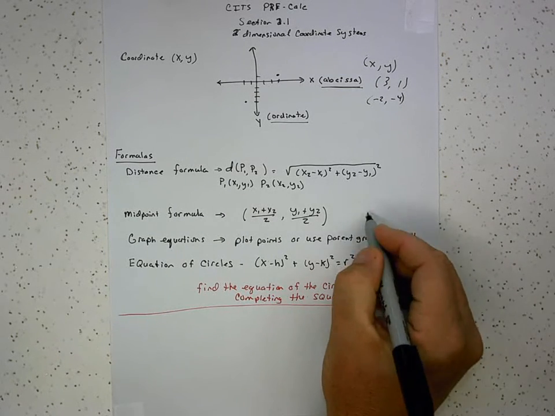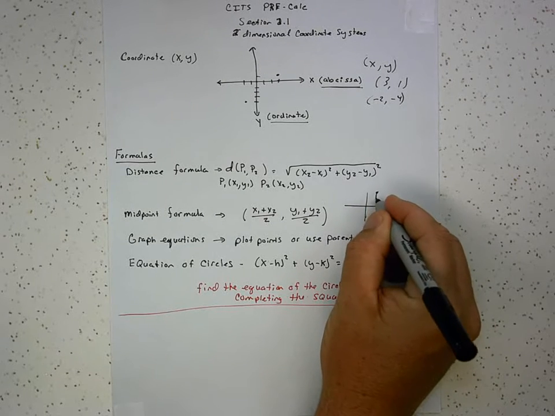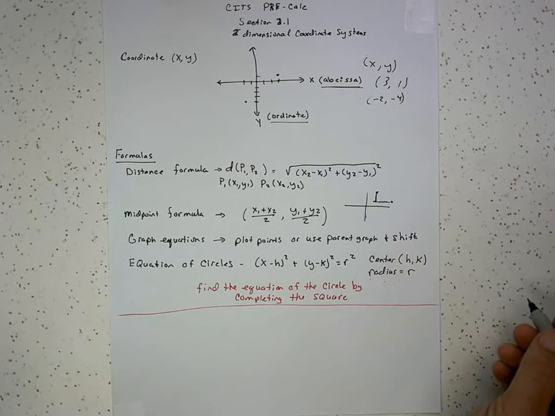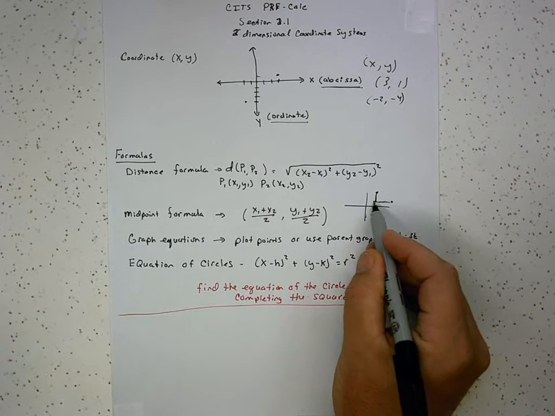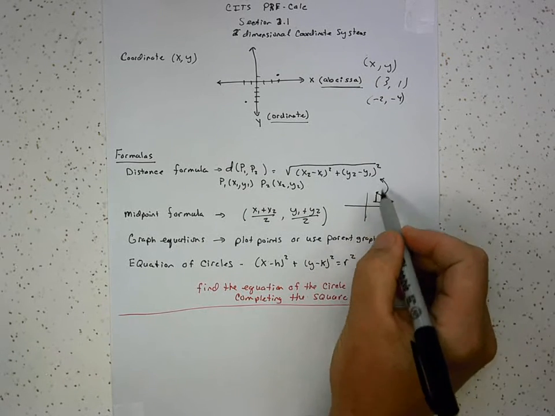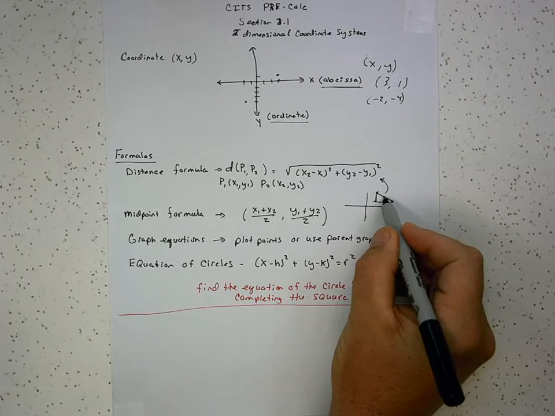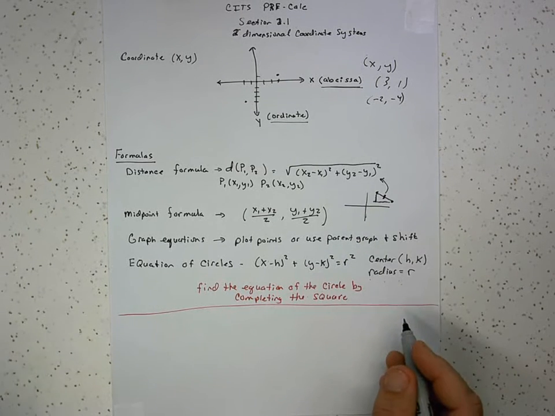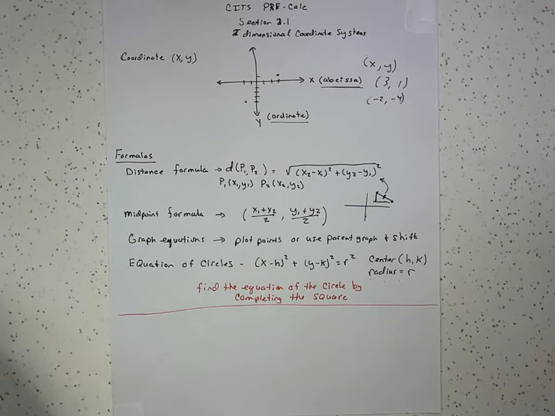So if I'm trying to find the distance between any 2 points, I'm looking basically at a right triangle. I take the distance between these two and the distance between these two, and there's my distance formula. If I want the midpoint, I have the average of the x's and the average of the y's to get me halfway in between. If we're going to graph equations, we have a couple of different methods.